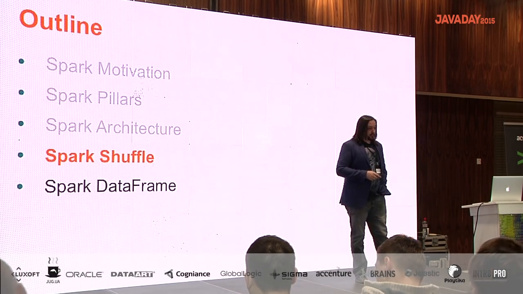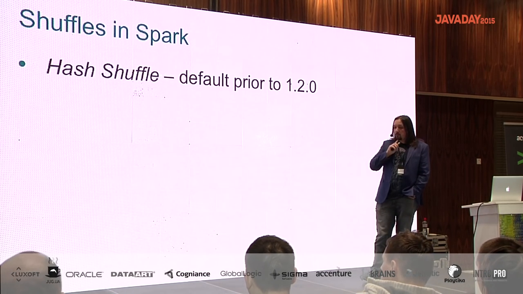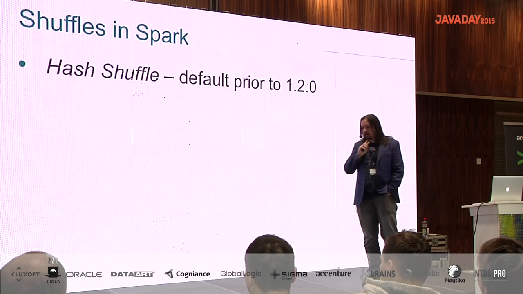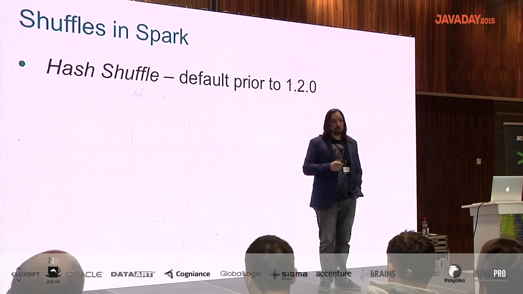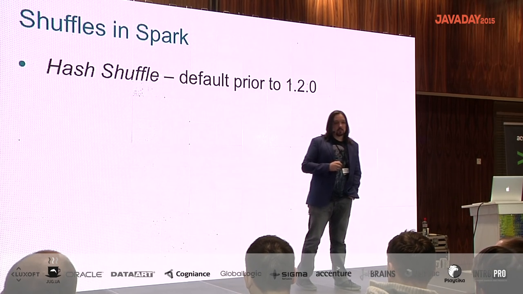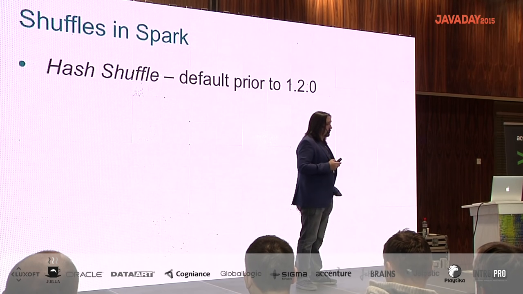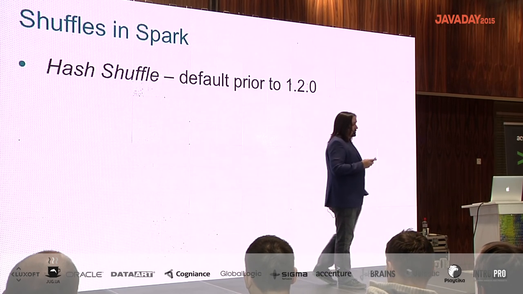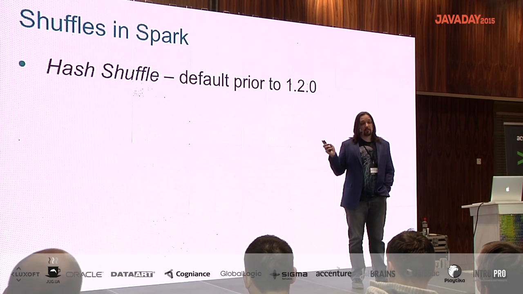Next is Spark Shuffle. Shuffle is a very important concept in Spark. Prior to Spark 1.0, Shuffle was one of the main problems in Spark because it was implemented in not a very scalable way. It was implemented as just a simple hash shuffle. Initially, Spark was developed at the University of Berkeley.